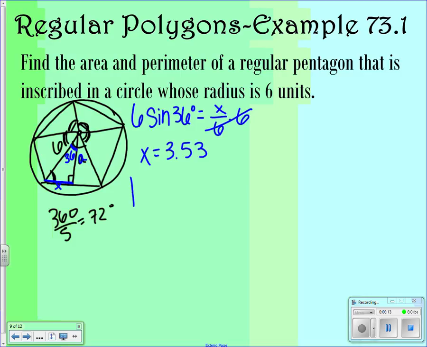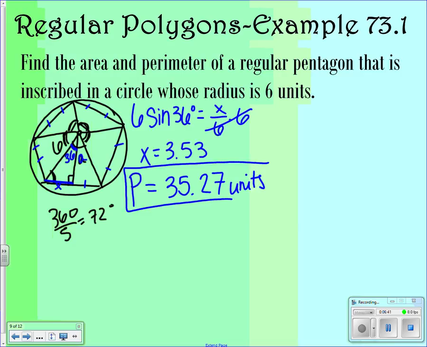So to find your perimeter, we have to double that to get one side, and then we have to multiply it by 5. Or you can just multiply that number by 10, because you've got 10 of them. 1, 2, 3, 4, 5, 6, 7, 8, 9, and 10. So you should have 35.27. And it just says units. So that would be your perimeter there.